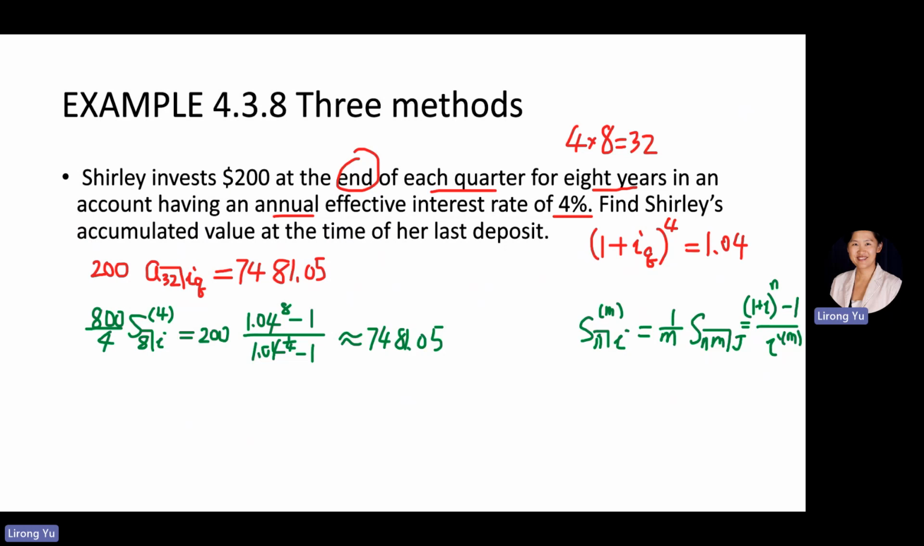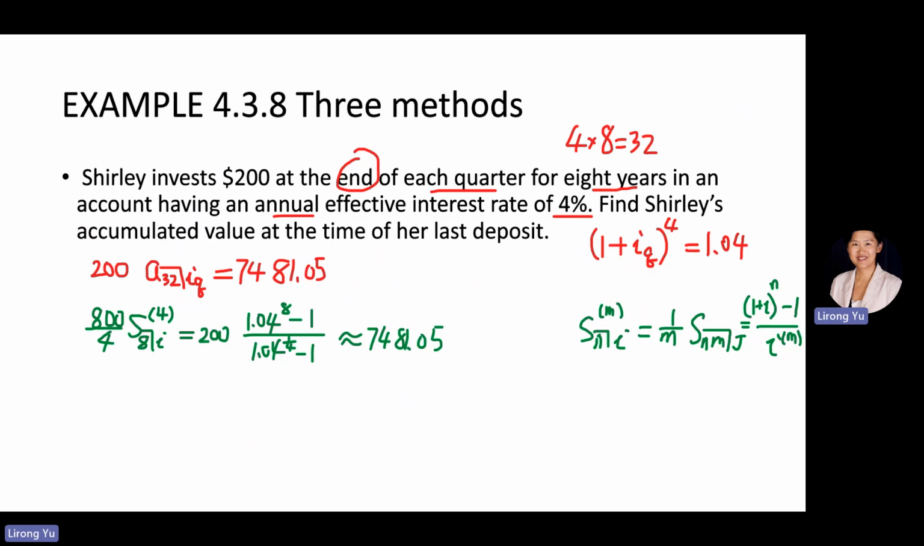With this, there are 2 ways to do the calculation. You can see the way I calculated, I did the previous formula. There are 32 payments, so I did A32. But if we're doing it that way, you have to calculate iQ, the quarterly interest rate. So the quarterly interest rate: 1 plus iQ, assuming iQ is what we're solving, to the power 4, equals the annual interest rate of 4%, so that equals 1.04. Solving for iQ, iQ is 1.04 to the power of 1 fourth minus 1. That allows you to get the future value calculation.